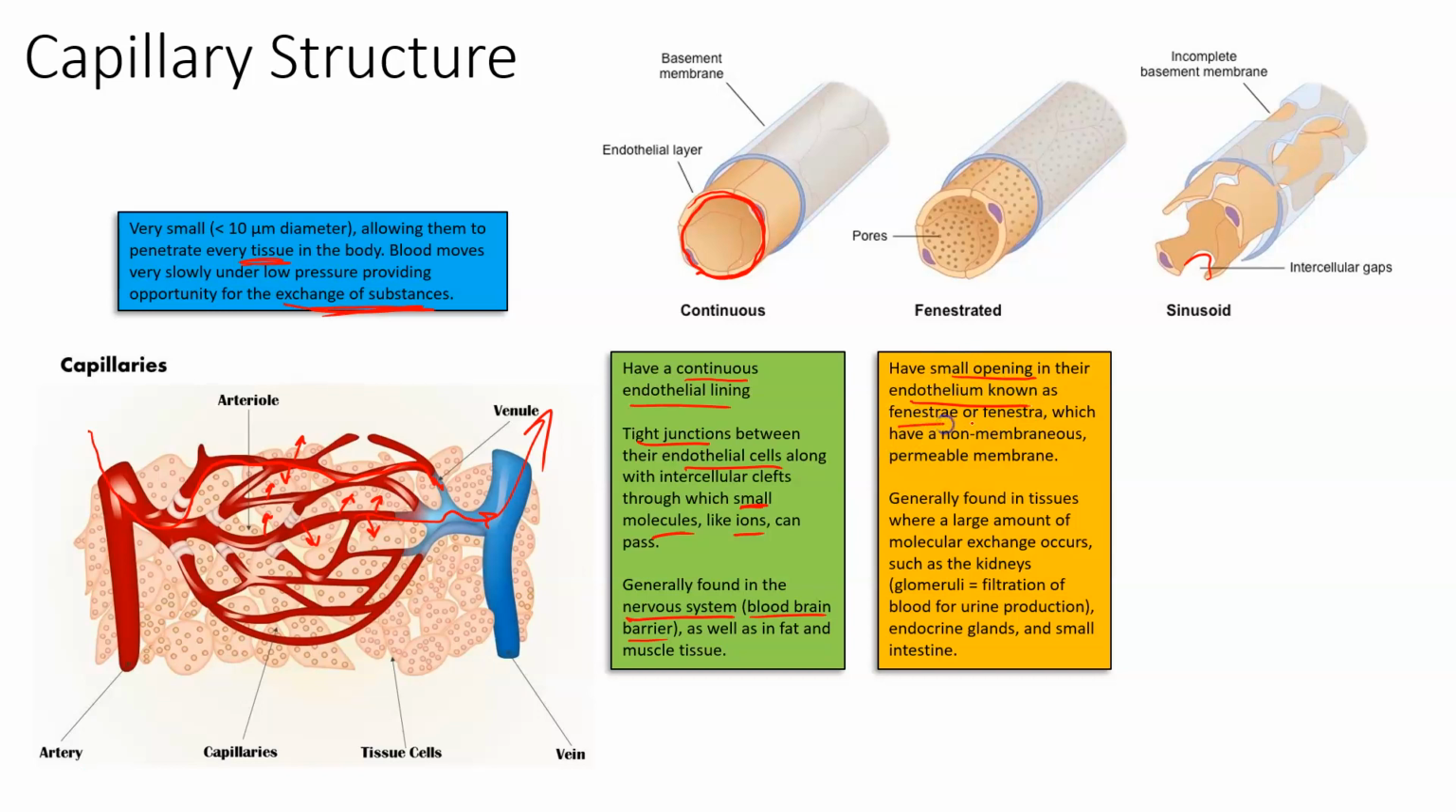They're known as fenestra or fenestrae. They make this membrane more permeable. These are generally found in tissues where large amounts of molecular exchange occur, like kidneys.